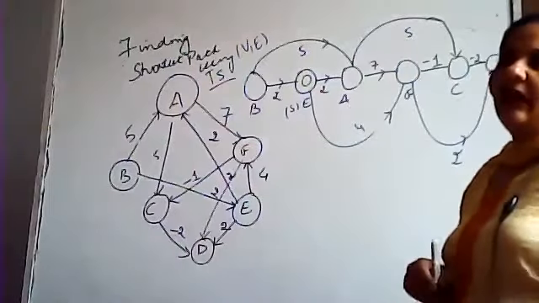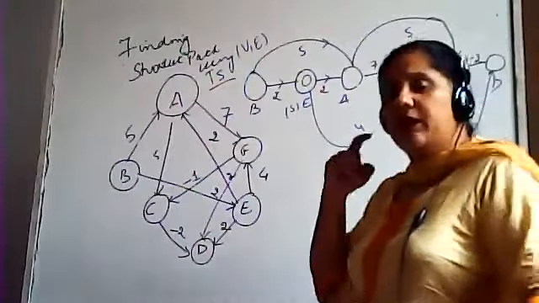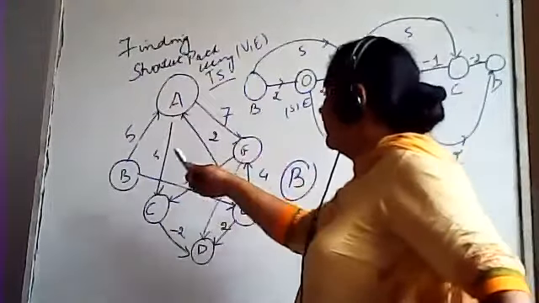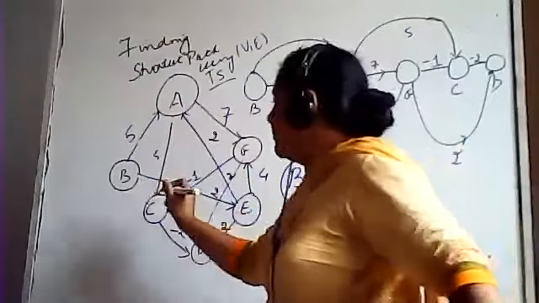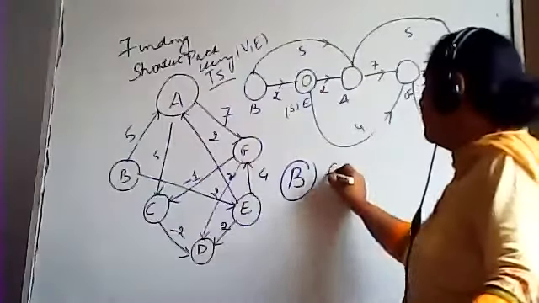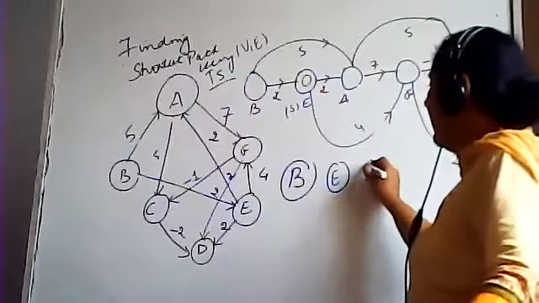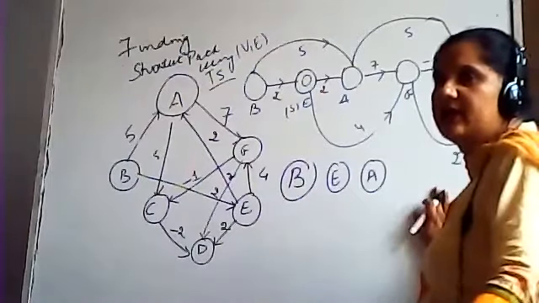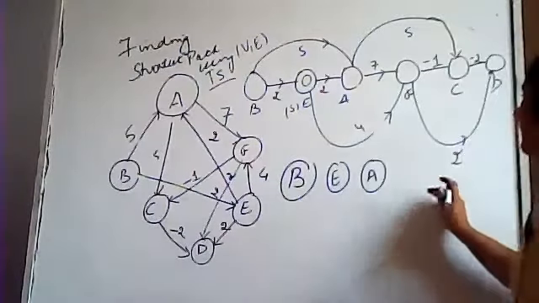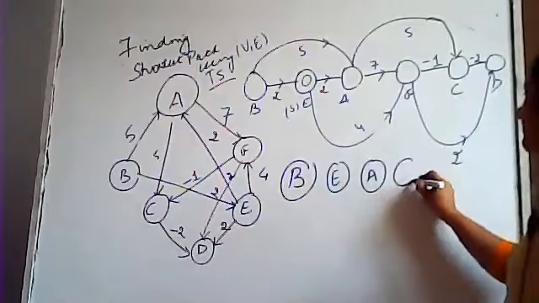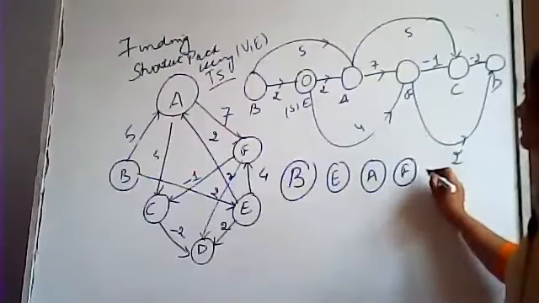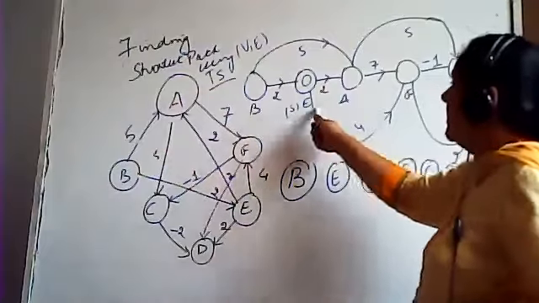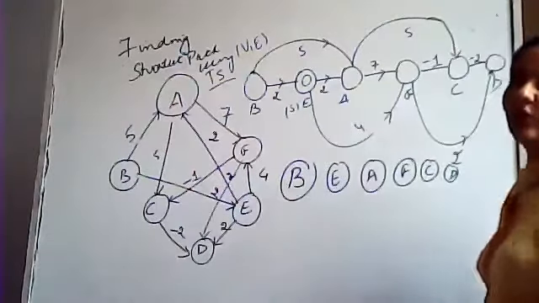Answer, you will start. Which node has no incoming in-degree? B. Yes, ma'am. Then E, because if I move this edge and this edge, I will come to E. Then A. Then F. Then C, then D. See, I have made this order: B, E, A, F, C, D. Okay?